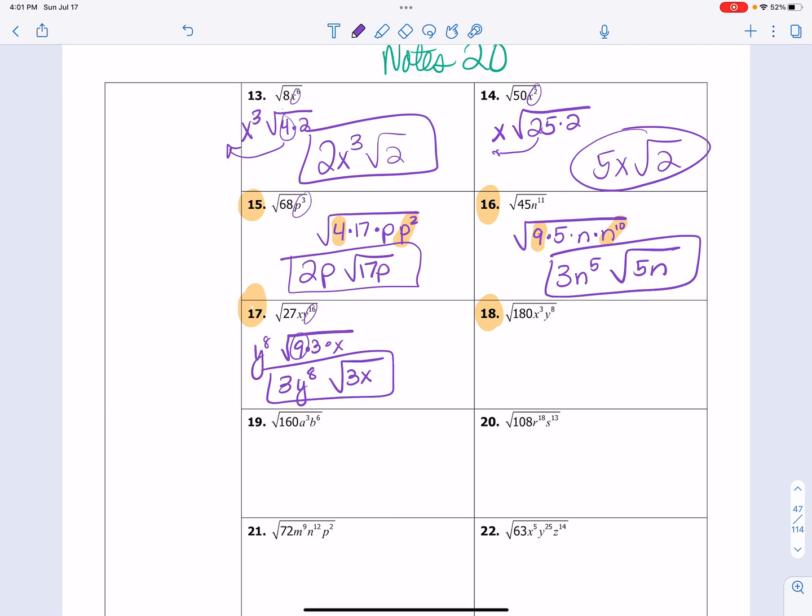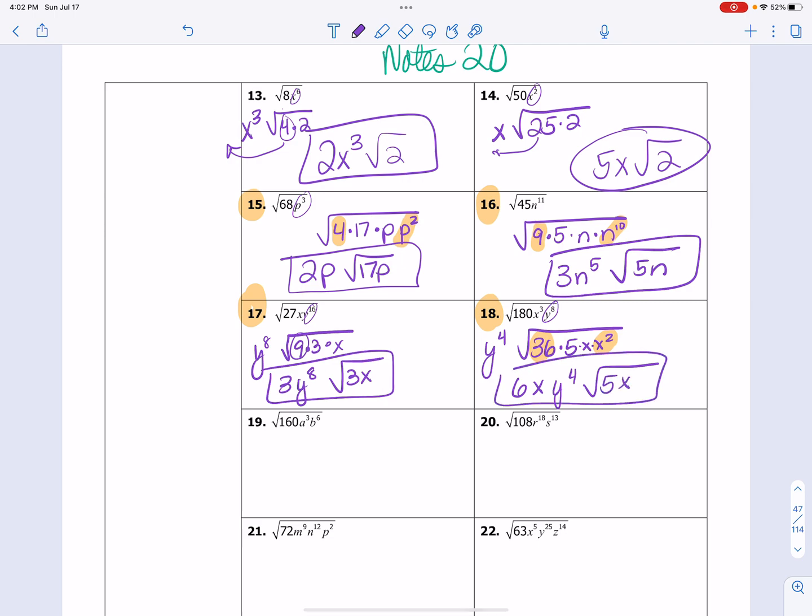Okay, and these are getting hard. But they're not going to be cube roots, so that's a nice thing, because in Algebra 2, we have to do cube roots on top of it. Okay, 180, this would come out y to the 4th, and 180 is 36 times 5, and then I would have times x squared, so perfect square, so I would have 6x y to the 4th, and I don't care what order that's in, and then 5x on the inside. So they do get bigger as you go.